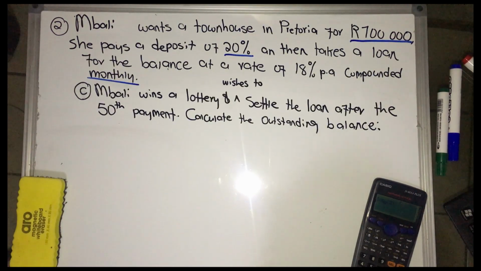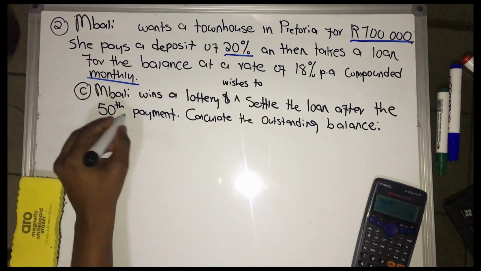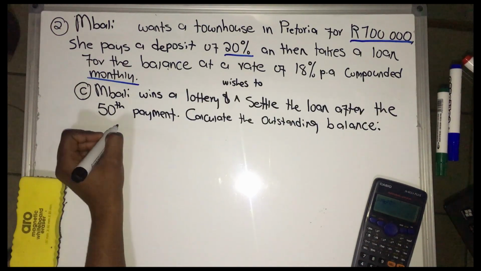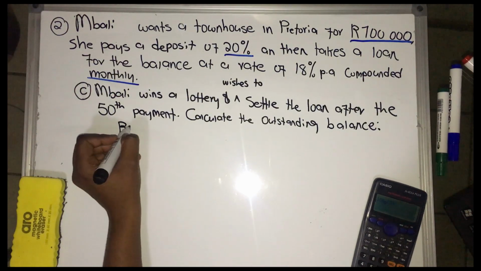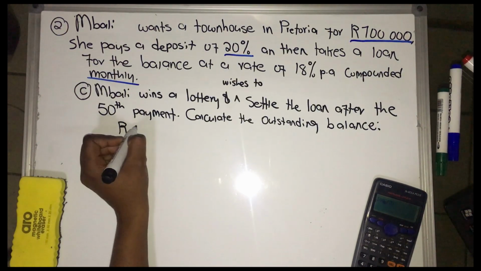Okay, our last question from Mbali is as follows. Mbali wins a lottery and wishes to settle the loan after the 50th payment. Calculate the outstanding balance. Okay, so we know that she's been paying. In our previous question, we found 9,022. I've actually reworked that problem, and there was a bit of rounding off that was not done properly.